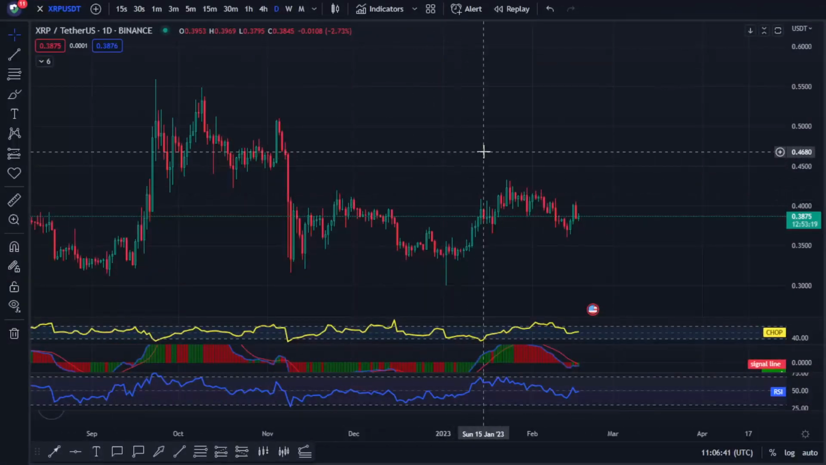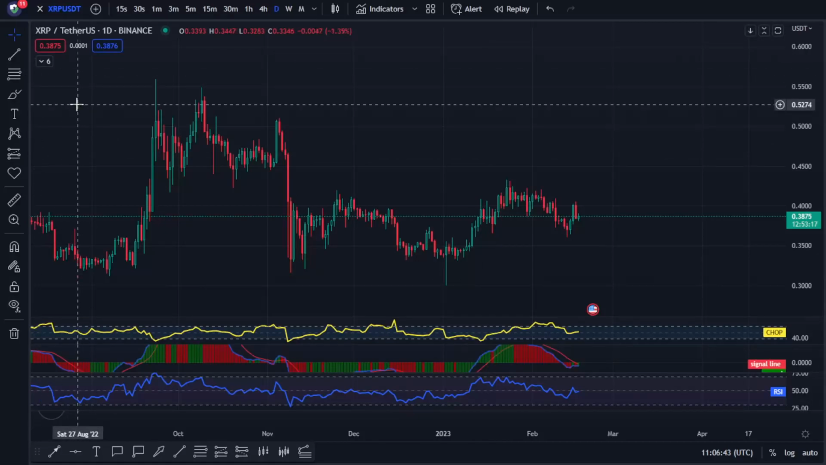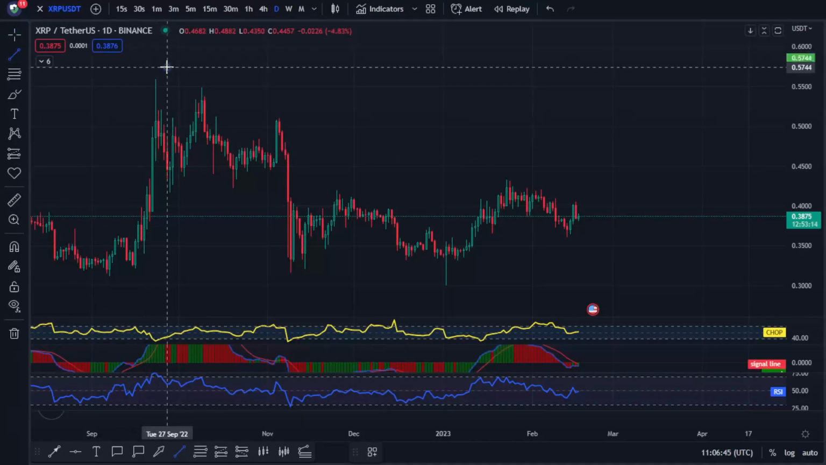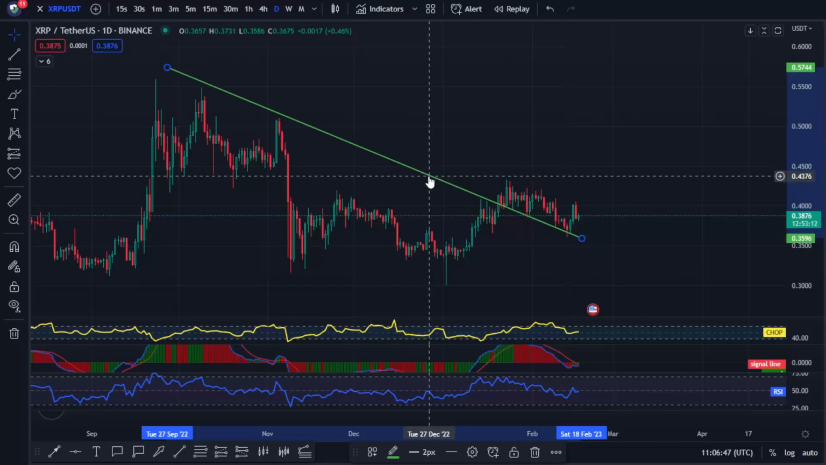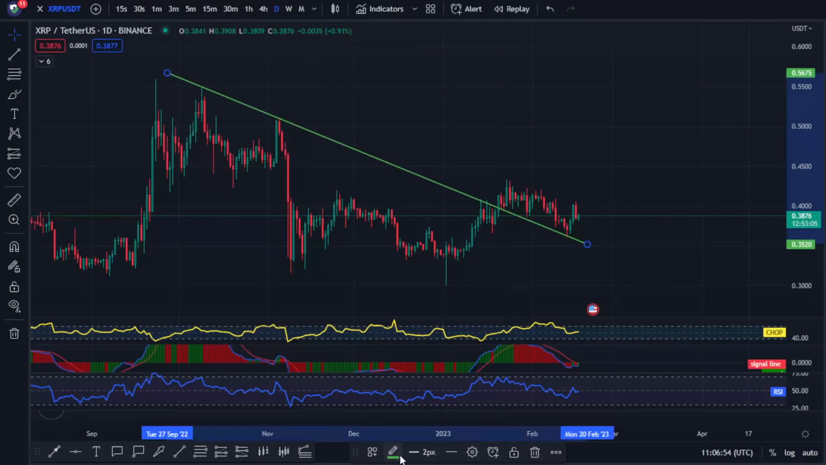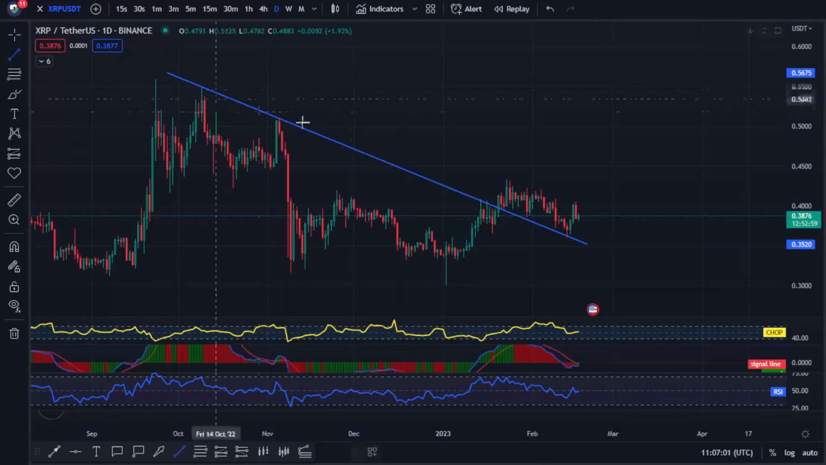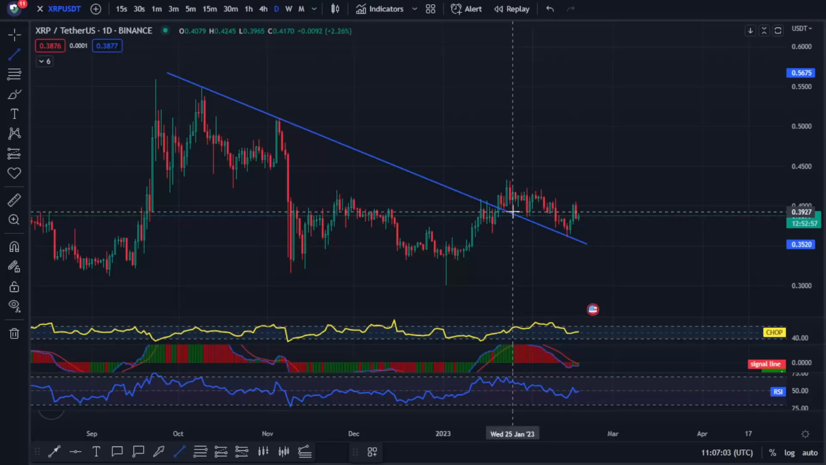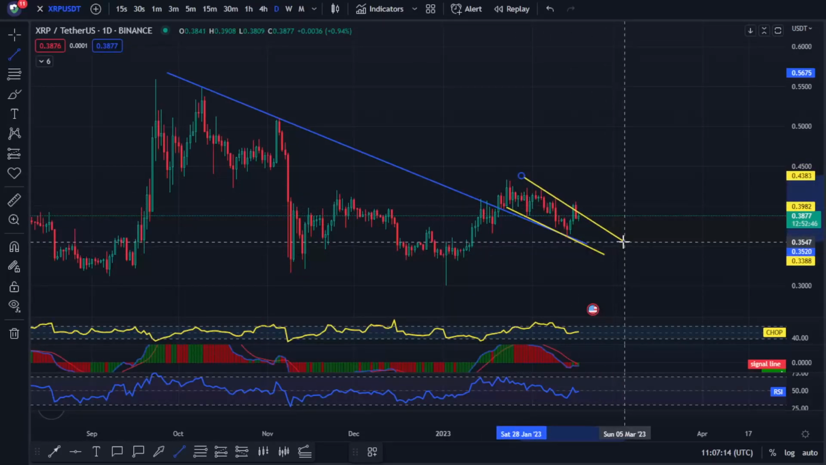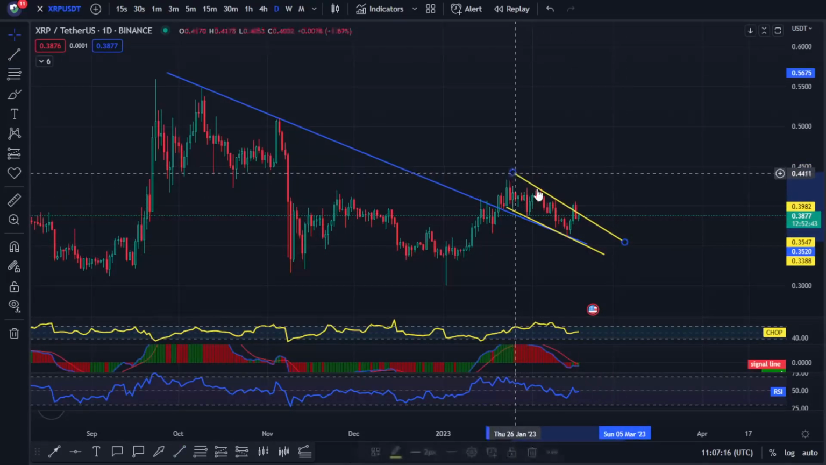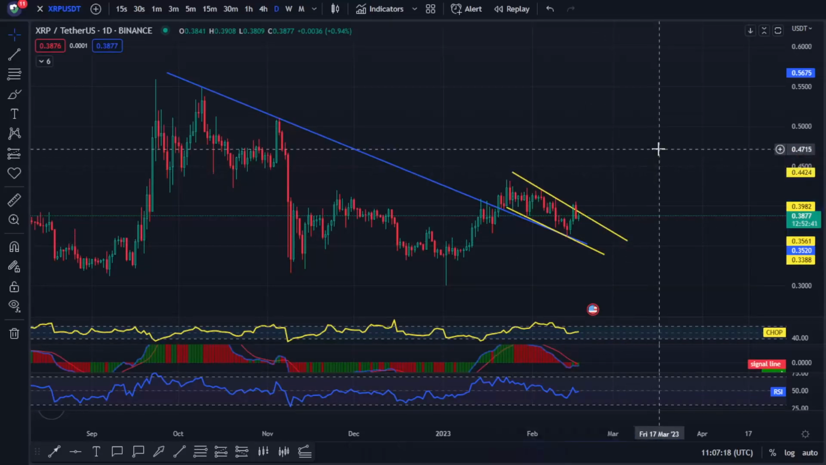The last one in today's chart is the XRP chart against USDT on a one-day time frame. First, we will use the blue line to mark the downtrend from which the price has gone up. While locally, we can use the yellow lines to mark the downtrend channel that has not been broken at the moment.